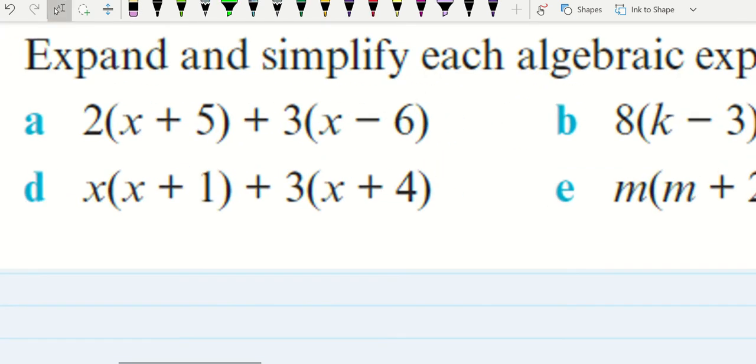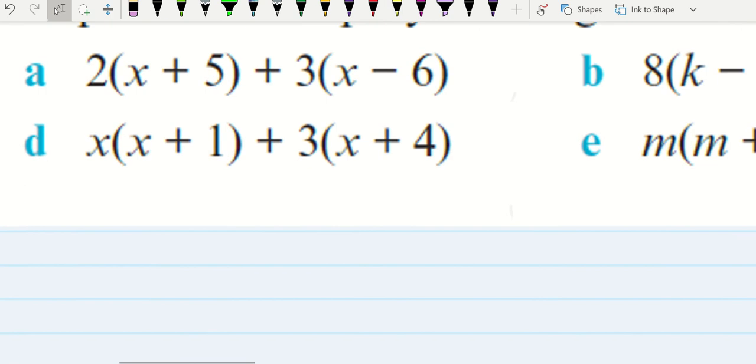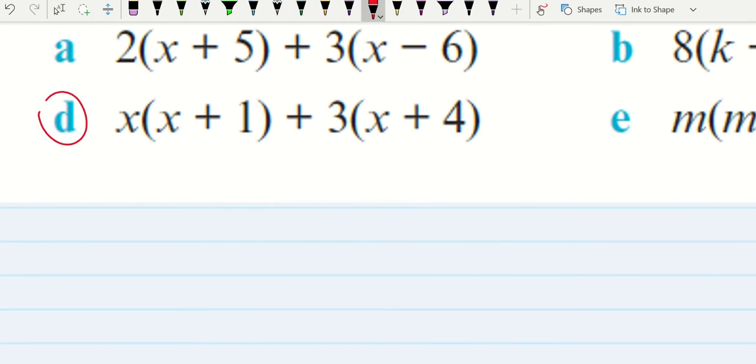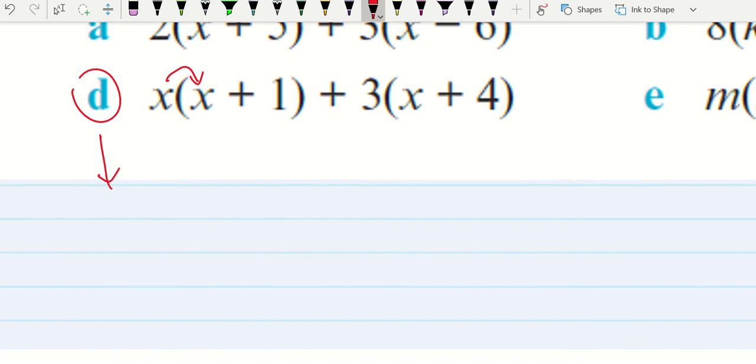Let's have a look at this. We've got 2 sets of brackets this time. Now, because I'm running out of space, I'm just going to do d down here. So let's go. x times x is x squared plus x times 1 is x. So that carries down. Just trying to keep my terms under each other. Otherwise I get a bit disorganized and I lose track.